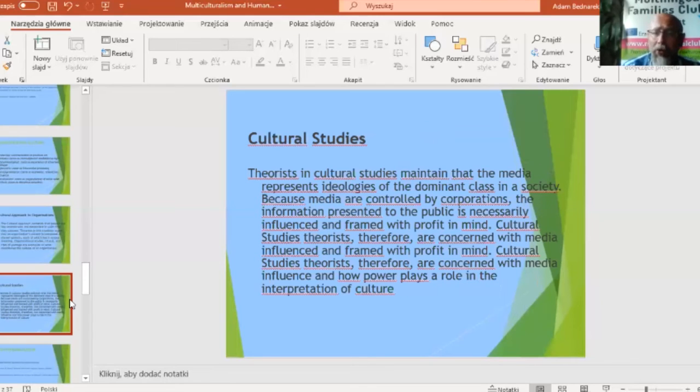Now, theorists in cultural studies maintain that the media represents ideologies of the dominant class in society. Now, because media are controlled by corporations, the information presented to the public is necessarily influenced and framed with profit in mind. Cultural theorists therefore are concerned with media and influence and how power plays a role in the interpretation of culture. So this is the negative aspect.